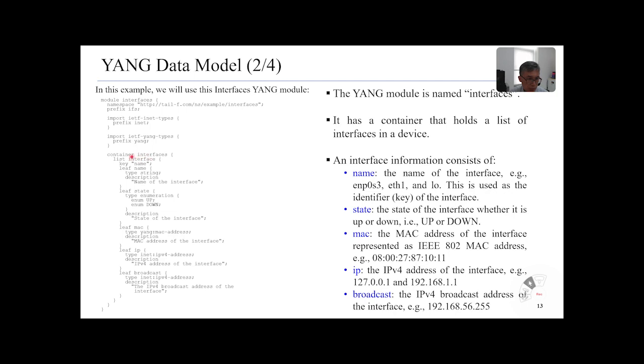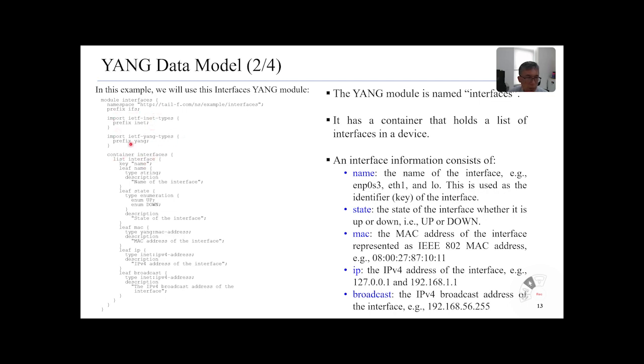On the left-hand side, we have the interface Yang data model. Basically, the container interfaces includes multiple interfaces using the list type. Each interface consists of an interface name, the state, the MAC address, the IEEE L2 address for CSMA/CD MAC or L2.11 wireless LAN MAC address, the IP version 4 address, and the IP version 4 broadcast address.